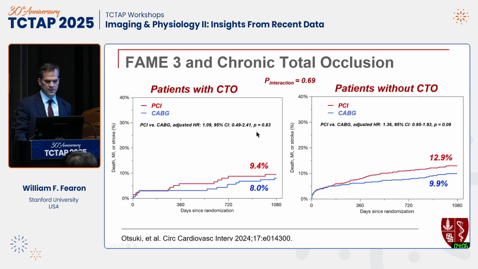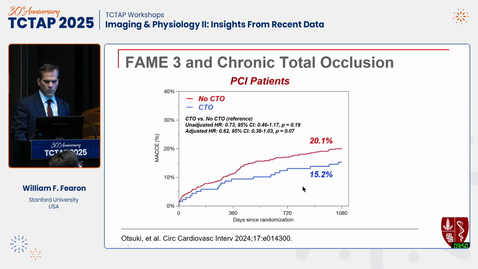We also looked at CTO patients, and this is interesting. Patients who had CTO, whether they had PCI or CABG, had lower 3-year event rates compared to those without CTO, or at least numerically lower. When you just focus on the PCI group, so patients who had PCI with no CTO, shown in red here, compared to patients who had PCI with a CTO, the CTO group actually did better.